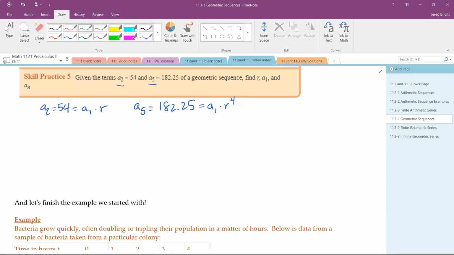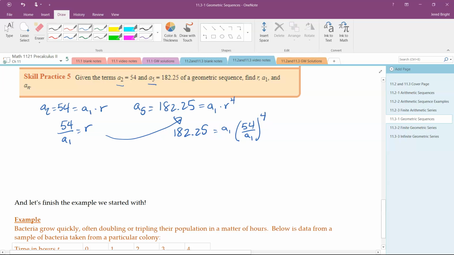There isn't really a sound way to go forward, but what you could try is a little bit of substitution. Solve for one of A1 or R, substitute it in. So I'm going to divide by A1. So 54 over A1 is equal to R. Substitute that in over here. Let's see, so we get A1 times (54 over A1) to the 4th.